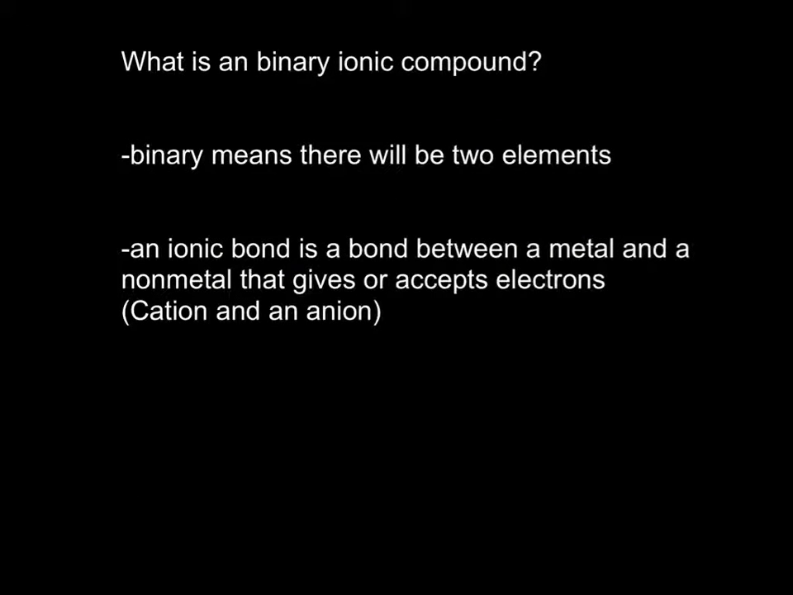Okay, so what is a binary ionic compound? Well, binary, that prefix bi means two, so there's going to be two elements, but it's not just any old two elements. An ionic bond is a bond between a metal and a nonmetal, or you've seen these words before, cation and an anion. So it has to be between a positive and a negative. You have to have a positive and a negative charge.